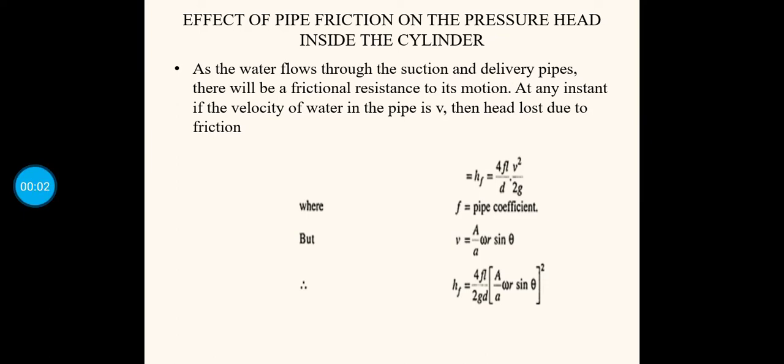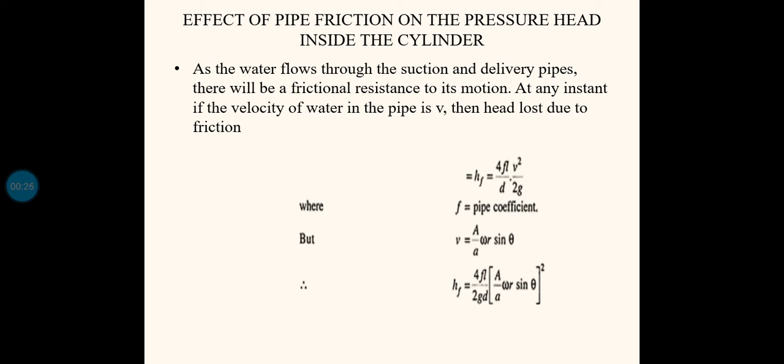Hi dear students, this is the sixth part of fourth module of the subject ME 206 Fluid Machinery. In this presentation, we will see the effect of pipe friction on the pressure head inside the cylinder. In part 5, we have seen the effect of acceleration of the piston on the pressure head inside the cylinder. Now we will be seeing the effect of pipe friction on the pressure head inside the cylinder.